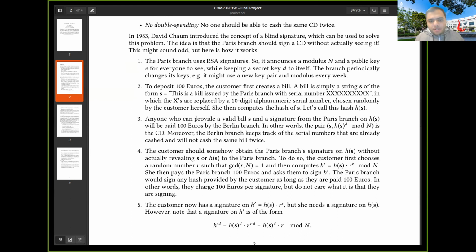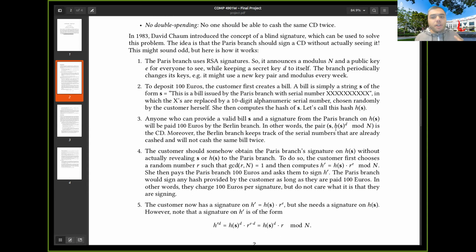Okay. Now, this is the part that I talked about. Anyone who can provide a valid bill and a signature on the hash of this bill will be paid 100 euros. So the bank pays you 100 euros as soon as you can give them a bill and a signature on its hash. Now, what does this look like? Well, of course, the bill itself is S.